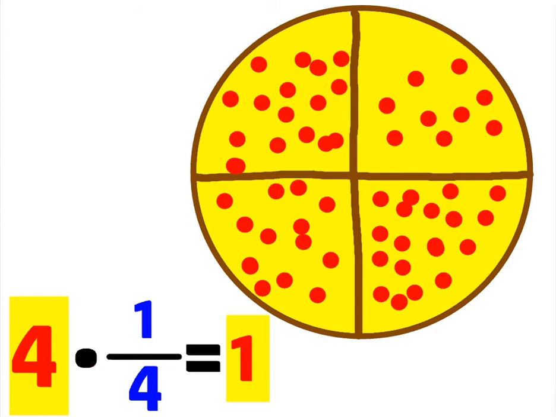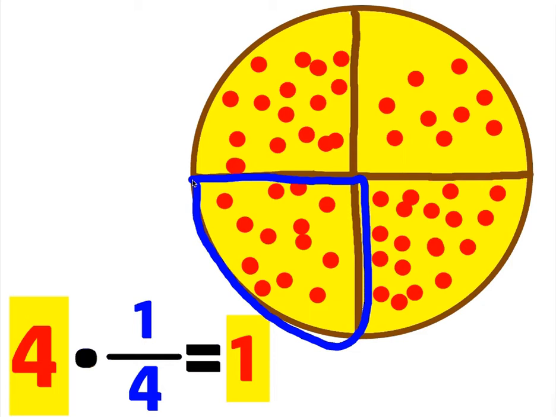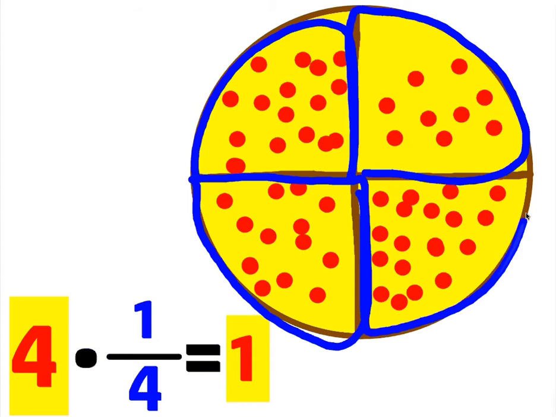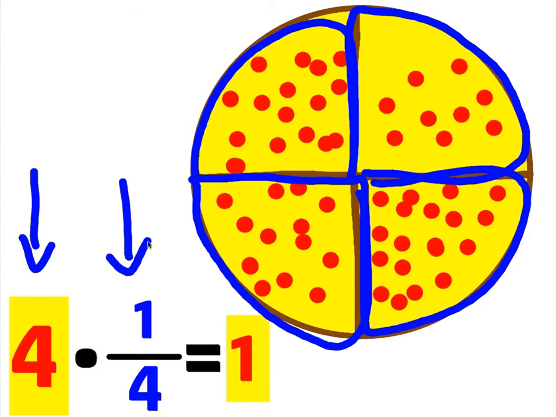Let's look at another example. In this case, we've divided the pizza into 4 slices. Well, what if I take all 4 of those slices? 1, 2, 3, 4. That would be 4 times 1/4, or 4 times each slice, gives me the whole pizza back.